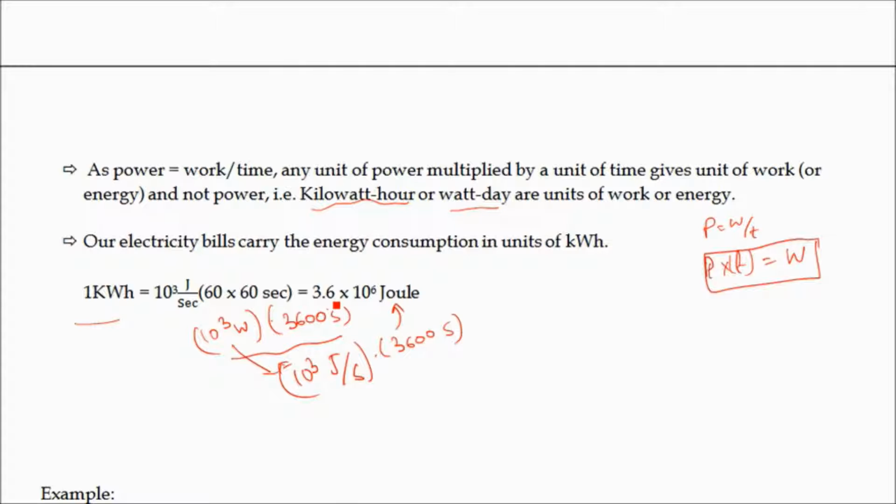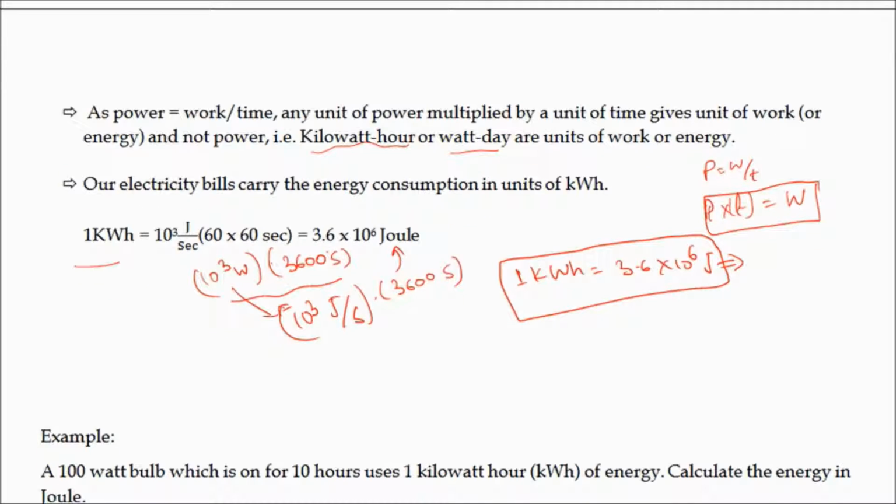So if I write 1 kilowatt hour, it should immediately come to your mind as 3.6 into 10 to the power 6 joule. So 1 kilowatt hour is equal to 3.6 into 10 to the power 6 joule, and you should remember this formula, or in fact you should remember this value.